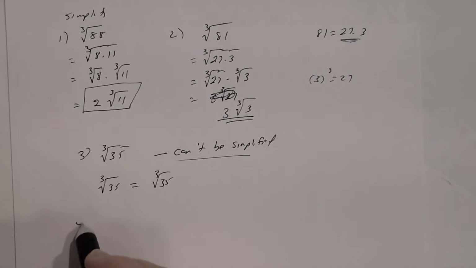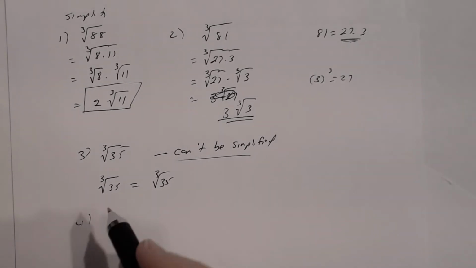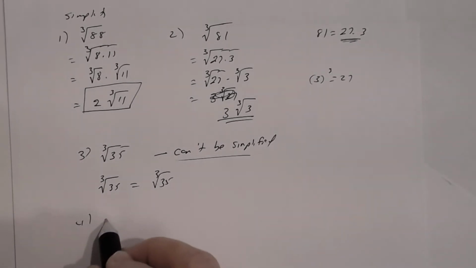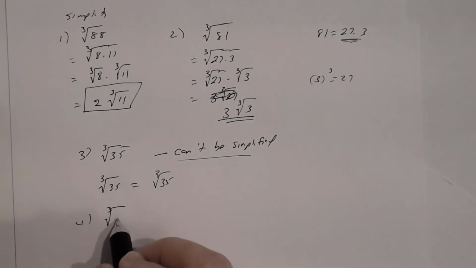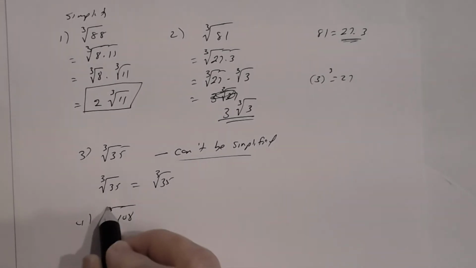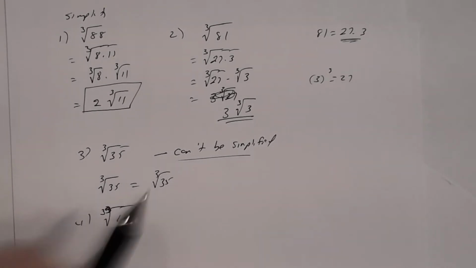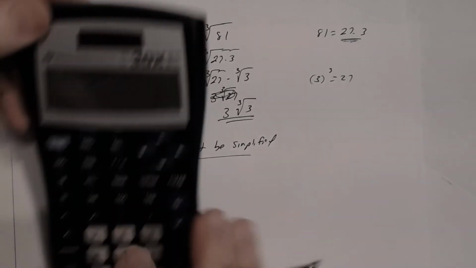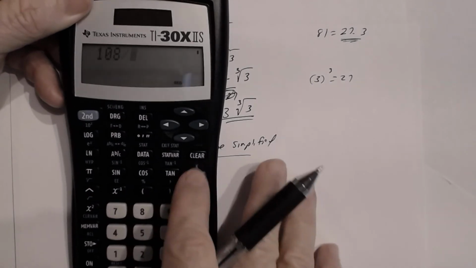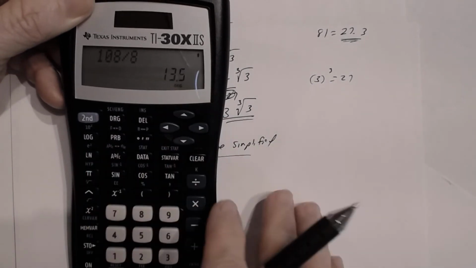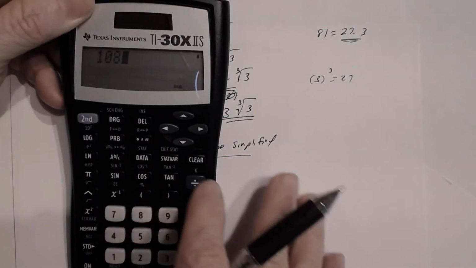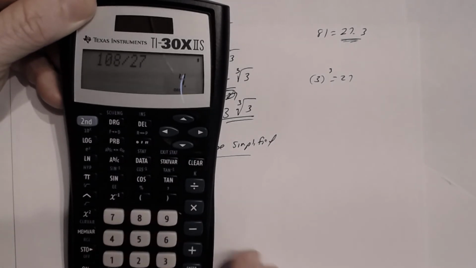Number 4, let's suppose we had the cube root of 108. All right, cube root of 108. So the index is 3. That's a 3 right here. And so what perfect cube will go into 108 besides 1? So you could try 8. 108 divided by 8, and the answer is no. 108 divided by 27. Yep, there we go.